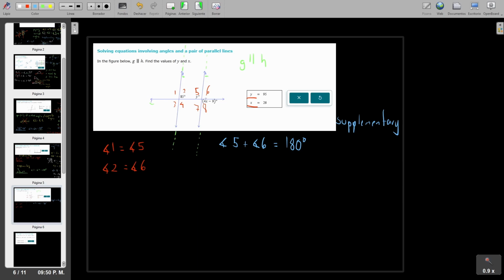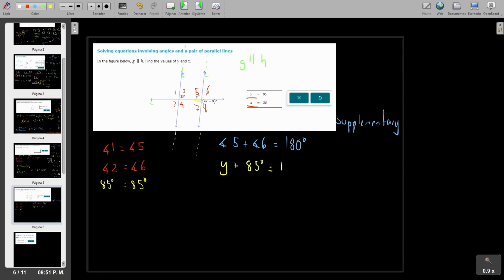Now, we have the value of y. The value of 5 is equal to y. That's correct. Plus, how much did I say was the value of 6? 6 was the value of 2. 2 is 85 degrees. So, number 6 is going to be 85 again.